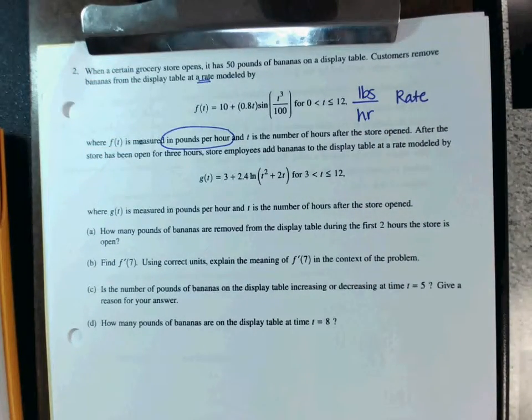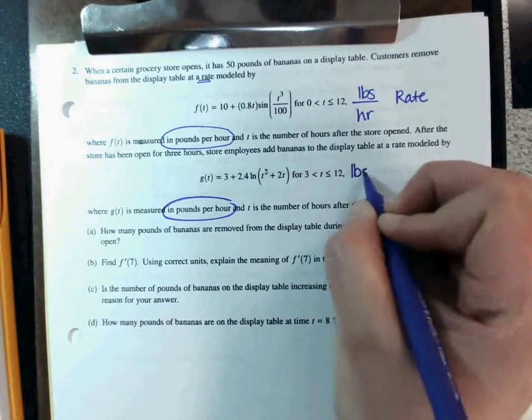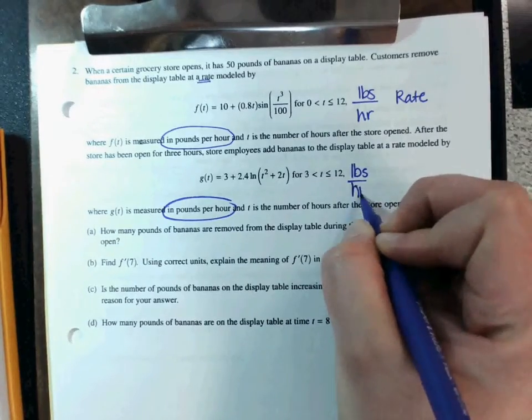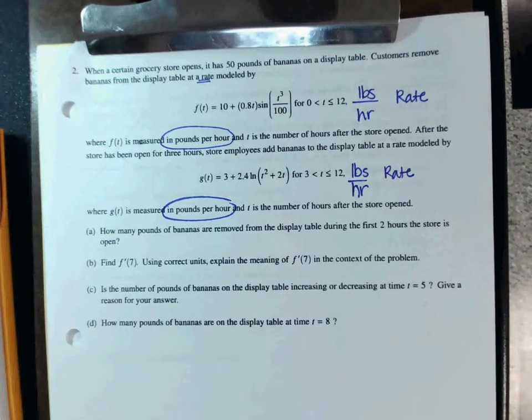Then it says, after the store is opened, stores add bananas to the display table at a rate modeled by blah, blah, blah, also measured in pounds per hour. So that one is also a rate. Part A says, how many pounds of bananas are removed from the display table in the first 2 hours? Then part B asks you to find F prime and explain the meaning. So I'm going to give you about 10 minutes or so to work through, do as much of it as you can, and then we'll go over it together.